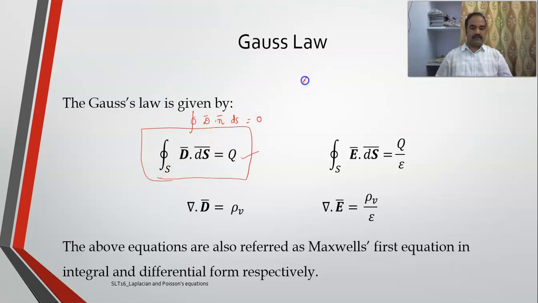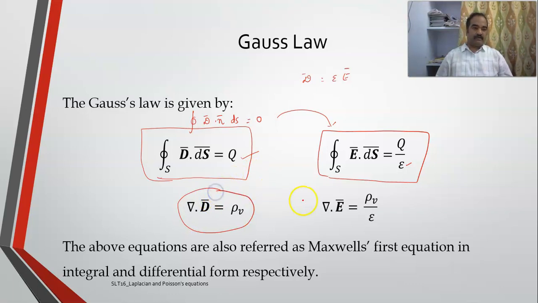You know that D is nothing but epsilon E, so if I substitute it here, instead of flux density, I can employ electric field intensity. The only difference is that I'll be getting a medium here. Now, the same equations in their differential form are represented in this fashion. These are called Maxwell's equations. This is Maxwell's first equation, or the differential form of Gauss's law, in terms of flux density and in terms of field intensity.